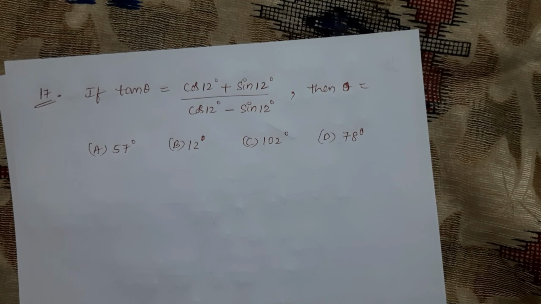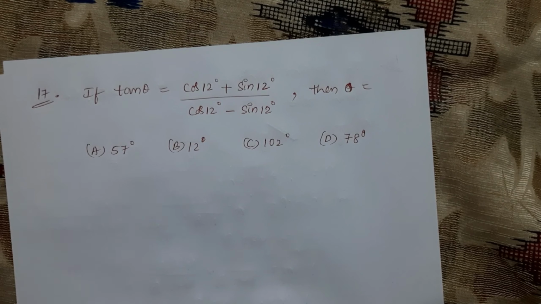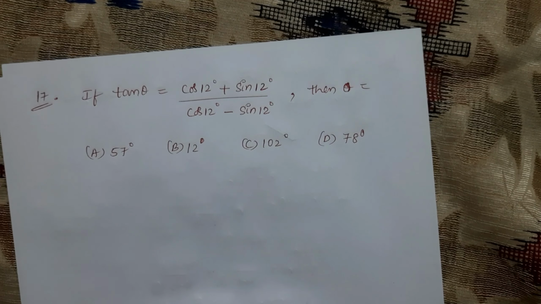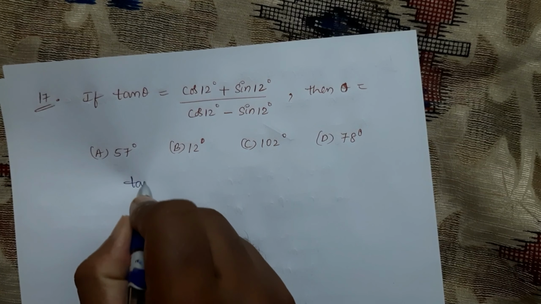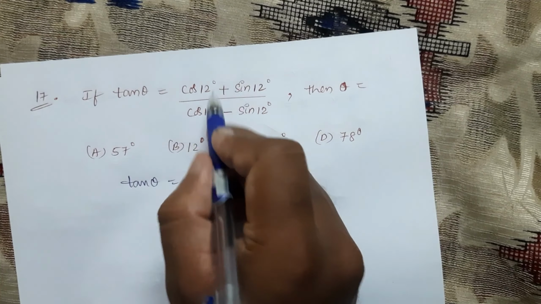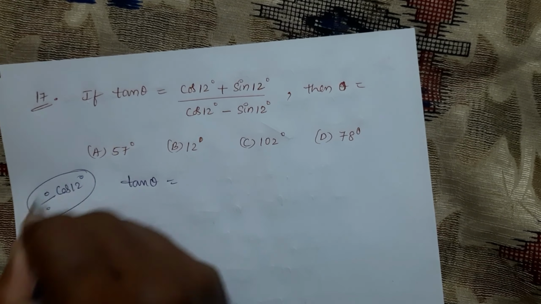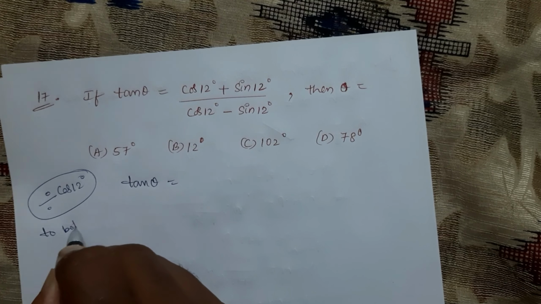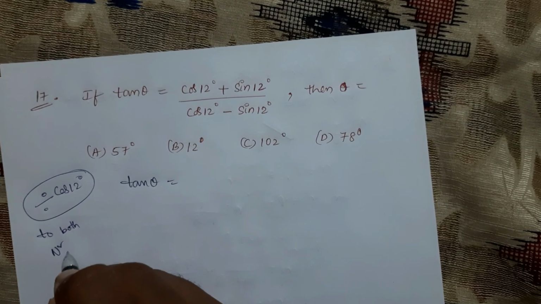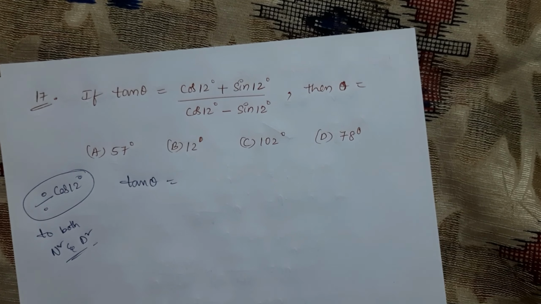If tan theta is equal to (cos 12 degrees plus sin 12 degrees) divided by (cos 12 degrees minus sin 12 degrees). See, there are many such models in trigonometry. As per the formula, we can convert it in terms of tan only. Okay, see here, tan theta is equal to... for this I will divide both the numerator and the denominator by cos 12 degrees.